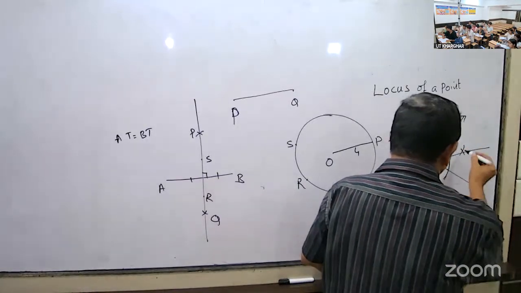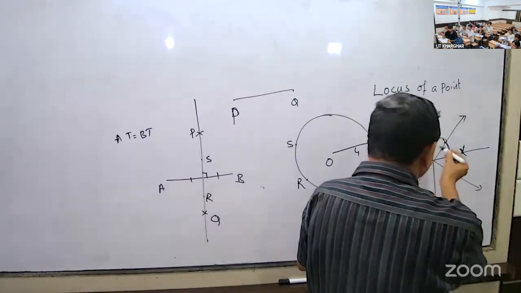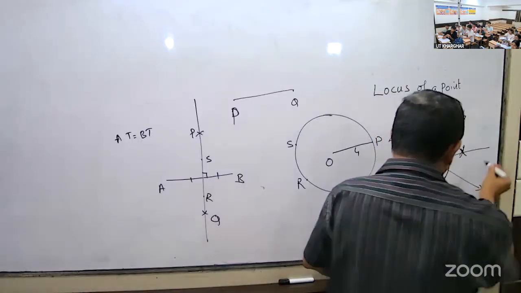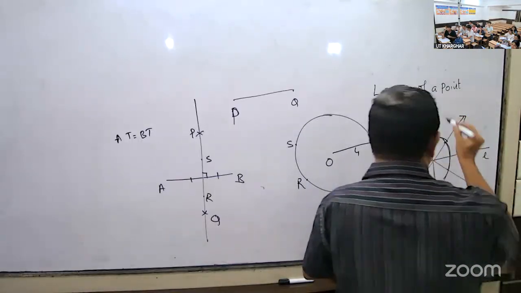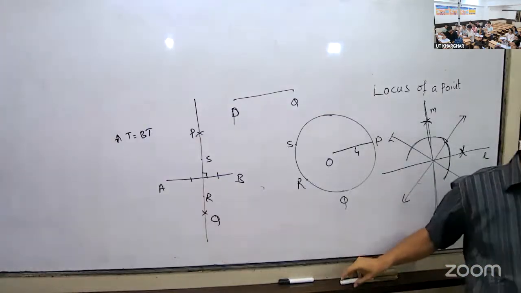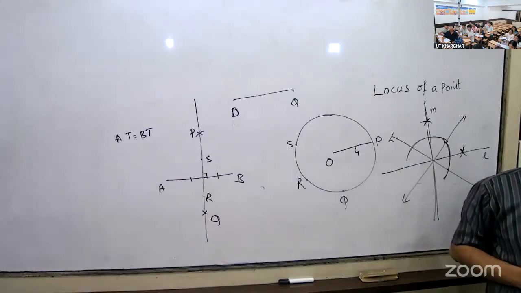From here you draw one angle bisector. This is the first angle bisector. Now this angle also makes the second angle bisector, join it. Therefore this line is L and this is M. These are the two angle bisectors. Intersecting lines means two angle bisectors will come. Any doubt? No.